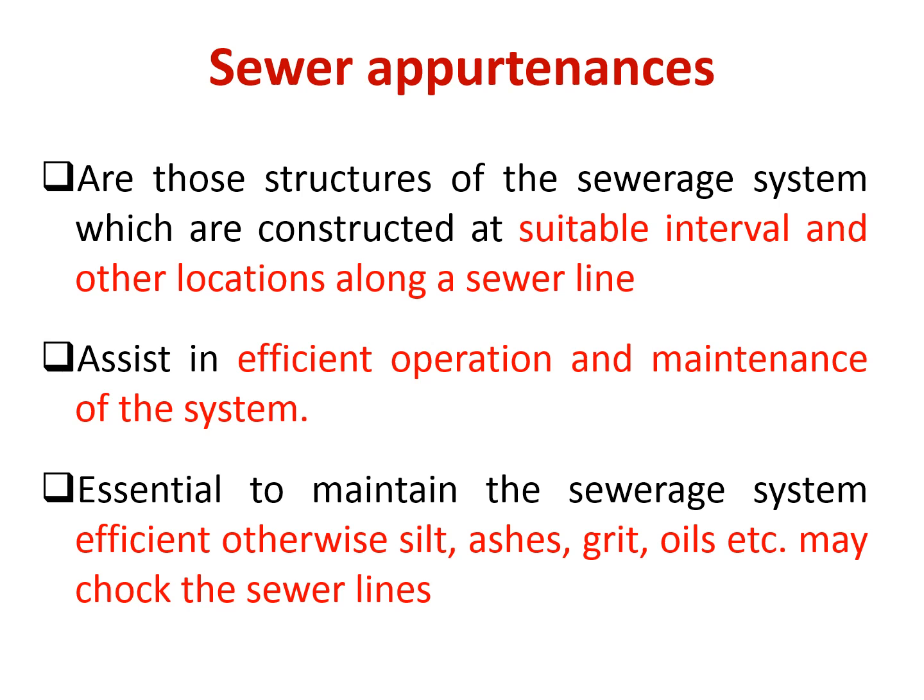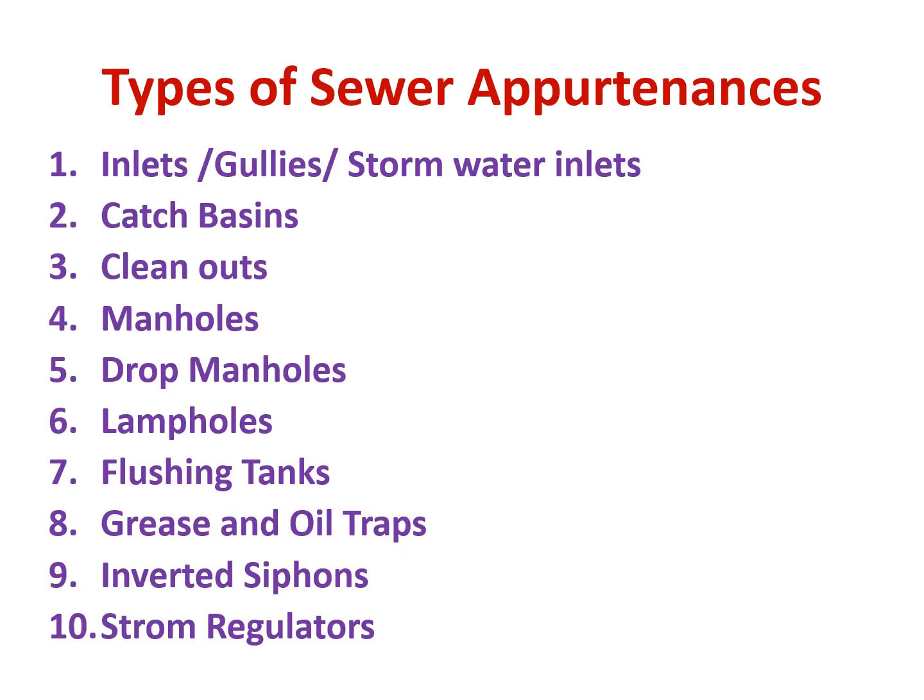Without them, operation and maintenance would be very difficult, and it is essential to maintain the sewerage system efficiently, otherwise silt, ashes, grit, oils etc. may choke the sewer line. So for proper maintenance of your sewerage, these are the different types of sewer appurtenances which are widely used in the sewerage system.